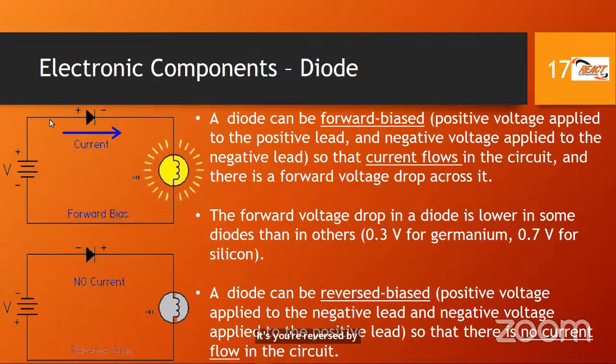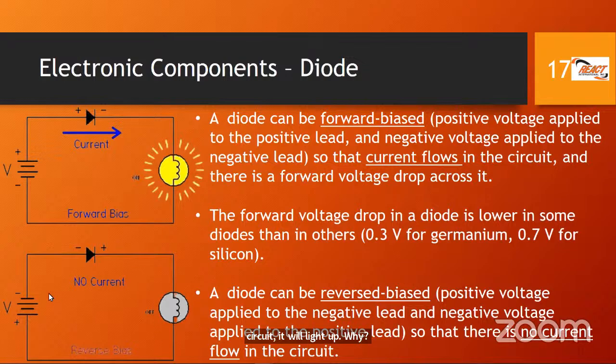So we have the forward bias condition where we have the diode correctly biased. The positive is applied to the anode and the negative is applied to the cathode, and there will be a current flow. Notice in this circuit here, this will illuminate, right? We have a bulb or an LED or something like that in the circuit. It will light up. Why? Because current is flowing.